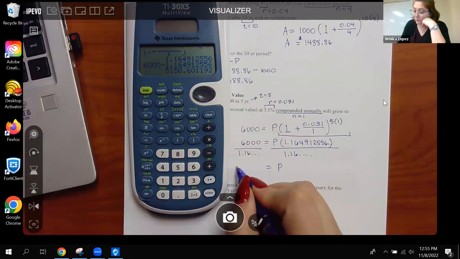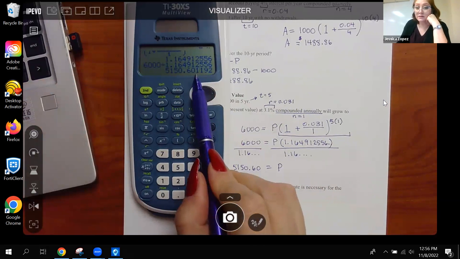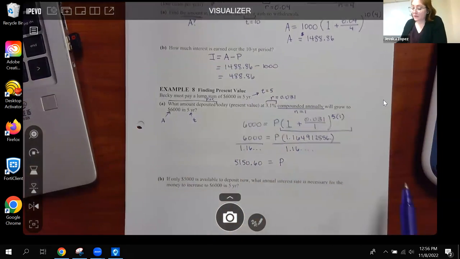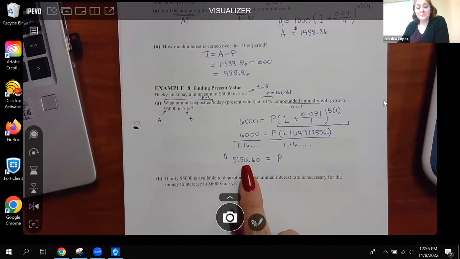And then we get, remember it's money, so $5,150.60, since this one will not change that zero. So apparently this is how much money would have to be put in the account now, so that after the 5 years, you would have $6,000 in the account that you can pay off, because apparently Becky needs to pay something off. $6,000 in 5 years.